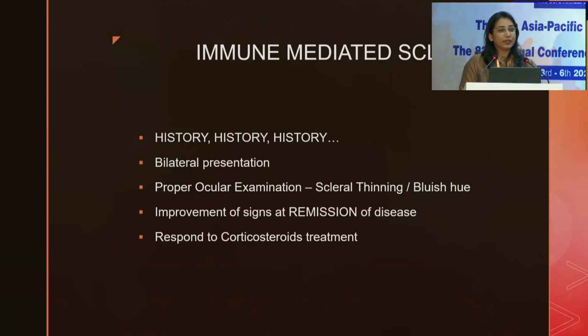Now, immune-mediated, whenever we think of it, take a proper history, which is going to be very important in the diagnosis. Usually, it has a bilateral presentation, and on examination we can see a little bit of thinning of the sclera and a bluish hue. There are usually signs of remission when the disease is at the remission stage, and it usually responds to corticosteroid treatment.